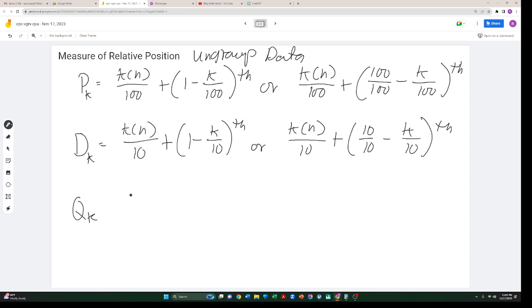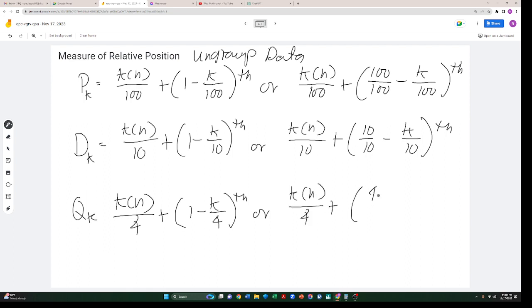Divide it by 4. The quartile, 25%, 50%, 75%, and so on. So, K times N divided by 4 plus 1 minus K over 4, the position, or K times N divided by 4 plus 4 divided by 4 minus K over 4 times the position. So this is the formula we are using to find the position for ungrouped data.